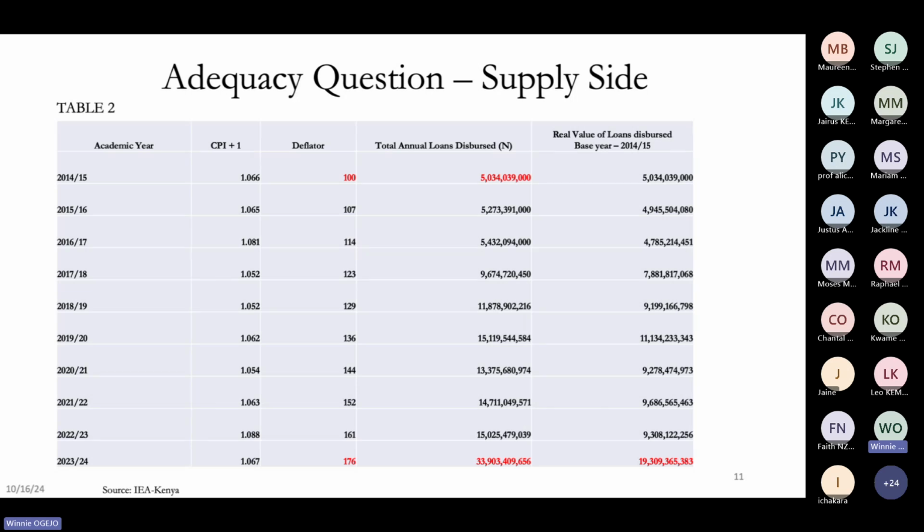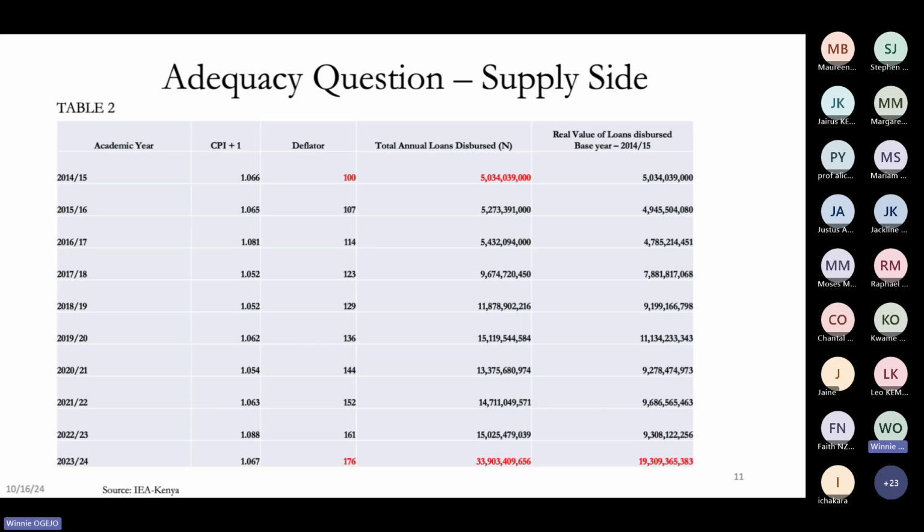Then if you look at the total annual loans disbursed in 2015, the real value of 33 billion in 2014-2015 money. If you calculate, given the explanation I've given prior, then the real value of the 33 billion would actually be the 19,000 at the bottom. So what we are saying is, if you wanted to calculate and get the real value of the 5 billion at the top, which is in 2014-15. Remember, 2014-15 is our base year.